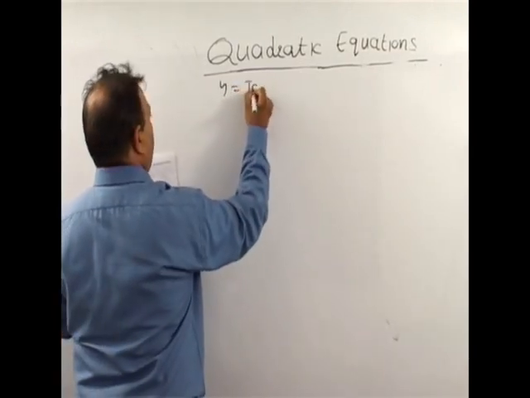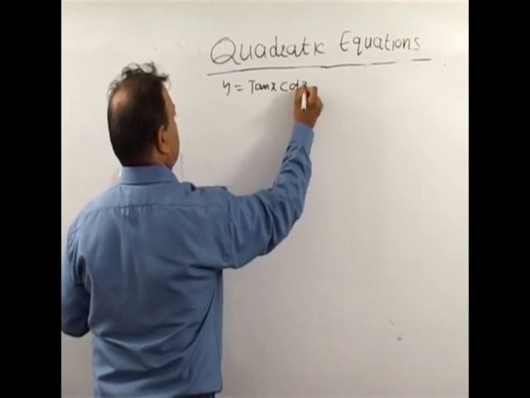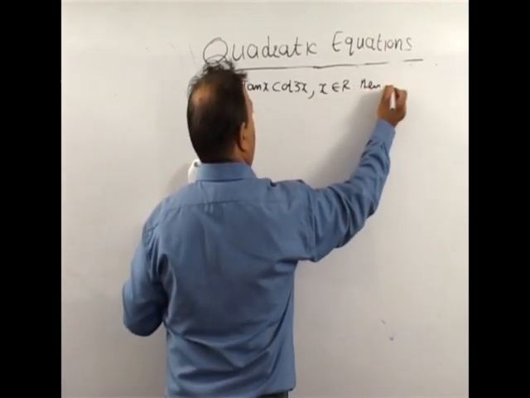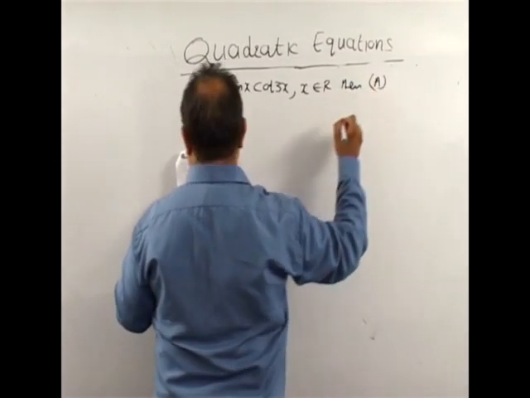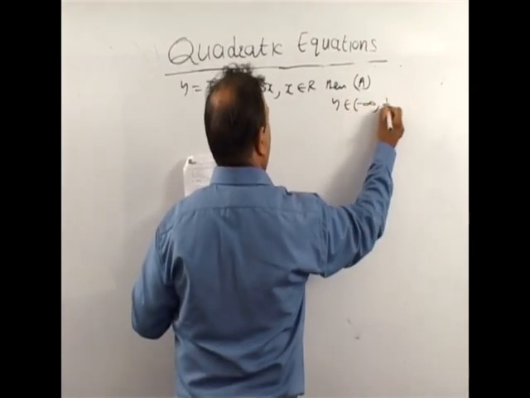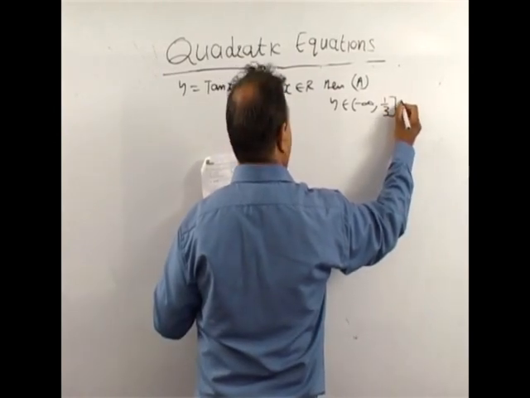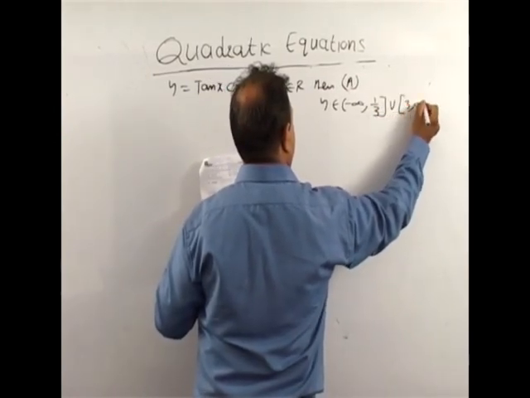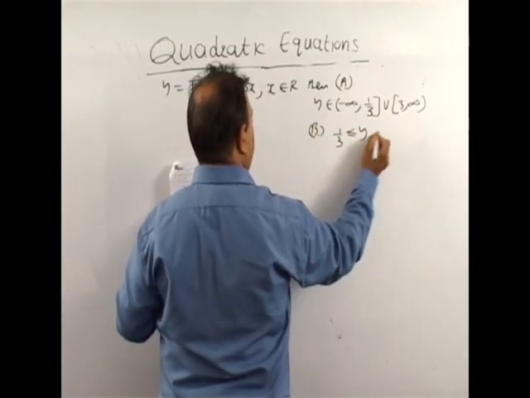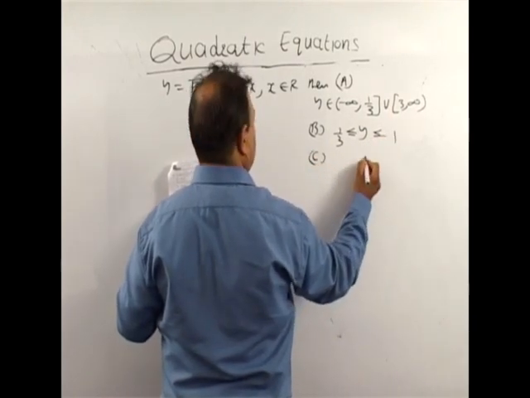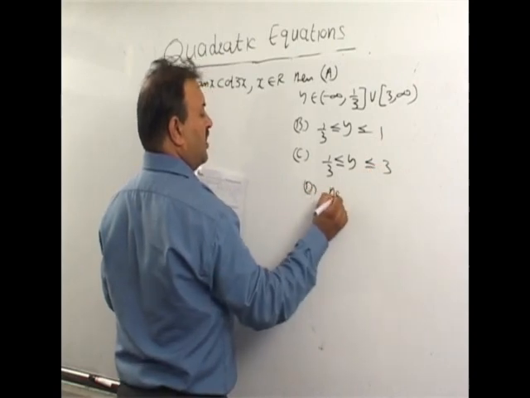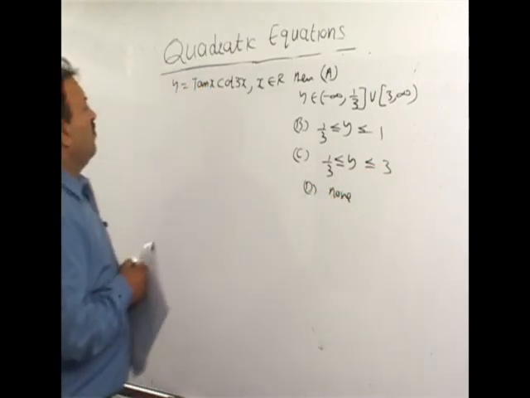The question is: y is equal to tan x cot 3x, x belongs to R, then the options are. A option: y belongs to minus infinity to 1 by 3, close bracket, union 3 to infinity. B option: y lies between 1 by 3 and 1. C option: y lies between 1 by 3 and 3. And the D option is none of these. See, we'll start it from here.